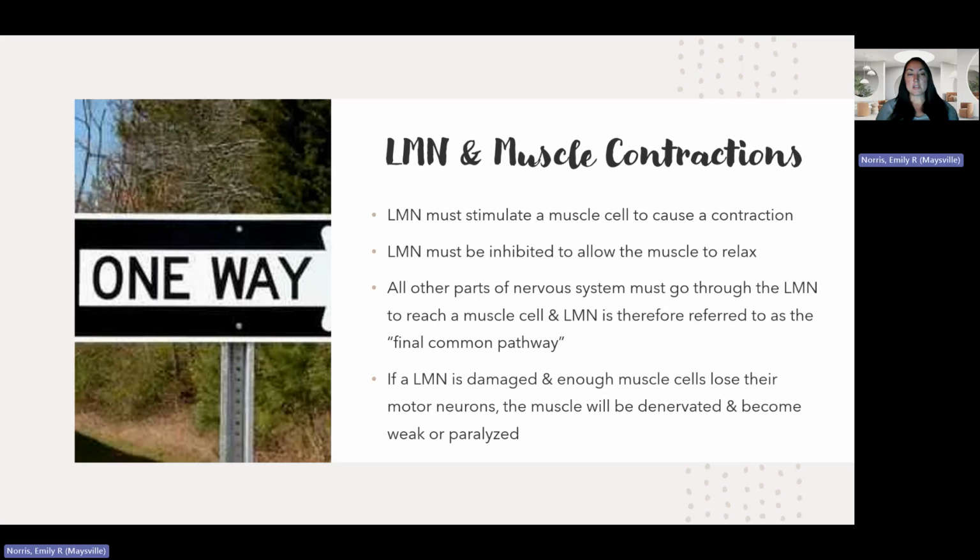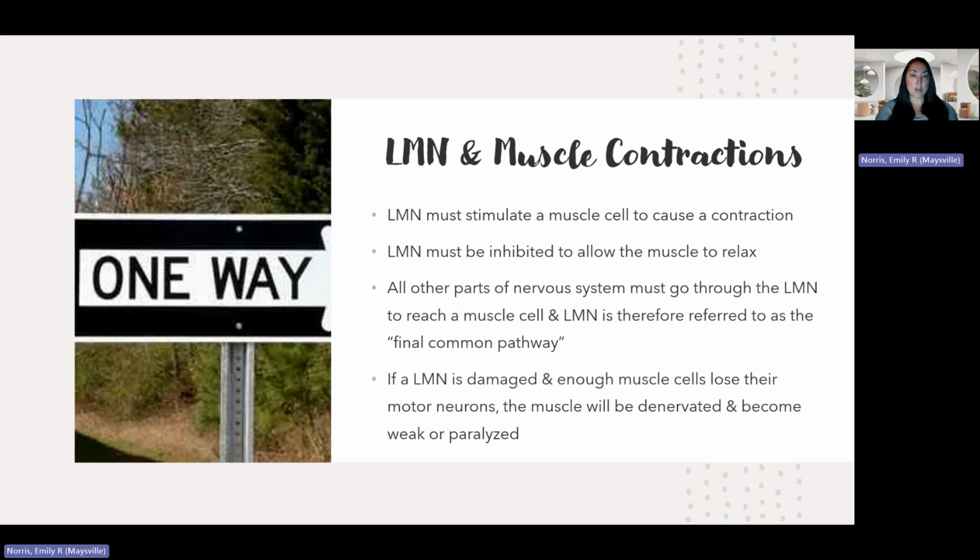Lower motor neurons and muscle contractions. They must stimulate a muscle cell to cause a contraction. They must be inhibited to allow the muscle to relax. All other parts of the nervous system must go through the lower motor neuron to reach a muscle cell. So the lower motor neuron is sometimes called the final common pathway.